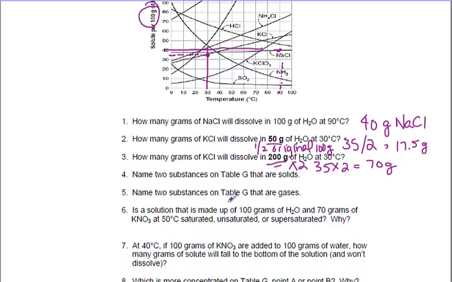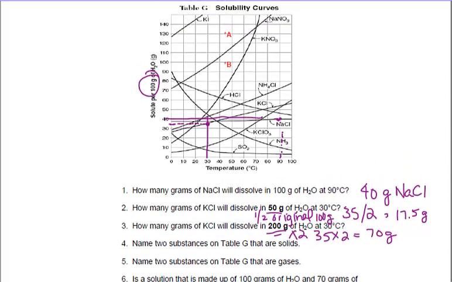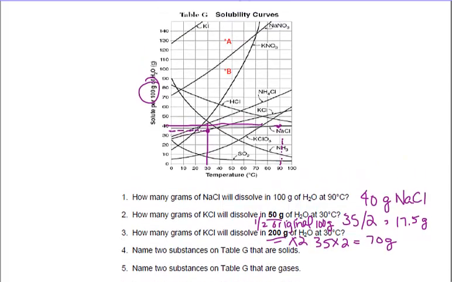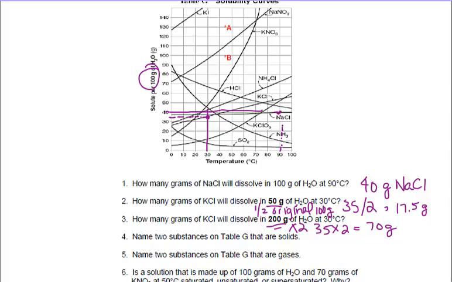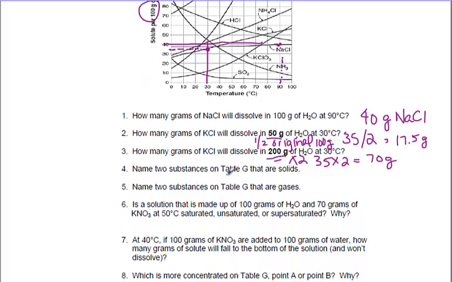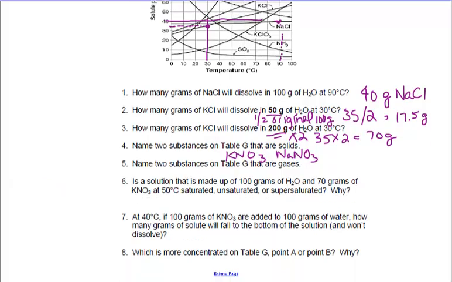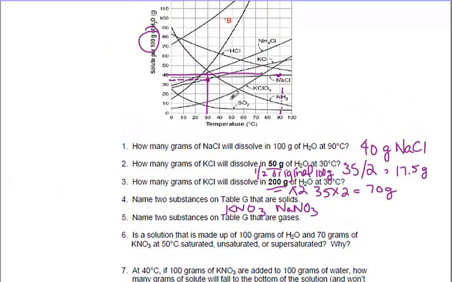Number 4 says name 2 substances on Table G that are solids. Remember what I said before: anything sloping upward is going to be a solid. So you can mention any of those that have upward slopes, like KNO3 or NaNO3, potassium nitrate or sodium nitrate. Those are 2. Number 5 says to name 2 substances that are gases. The downward slopes are the gases. For instance, NH3 is a downward slope, and we also have SO2, which is sulfur dioxide. Those are 2 examples.